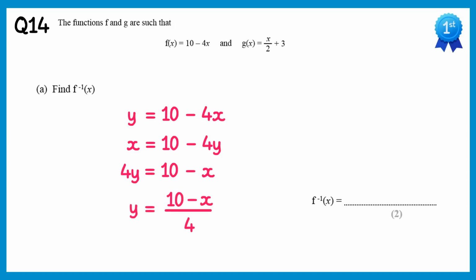Now that we've got y as the subject again, we can see the inverse function will be (10 minus x) over 4, so that's our answer.